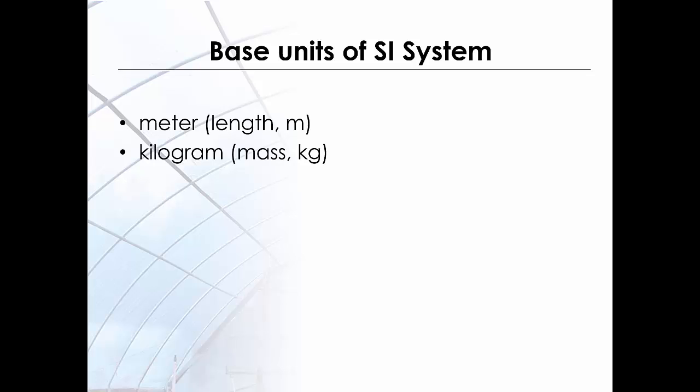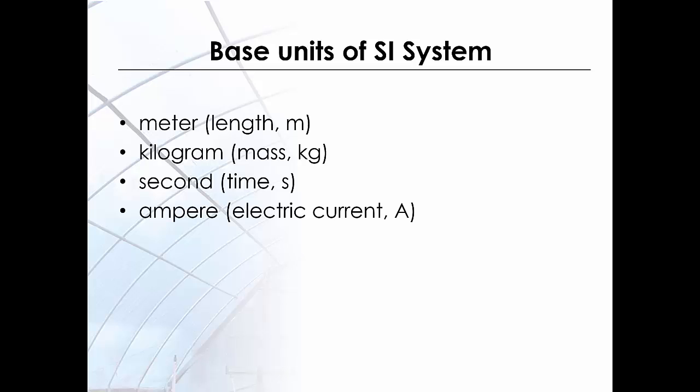The SI unit system is founded on 7 SI base units for 7 base quantities that are assumed to be mutually independent. The base units in the SI system are the meter, which is the unit for length. The kilogram is the SI base unit of mass. The second is the unit for time.